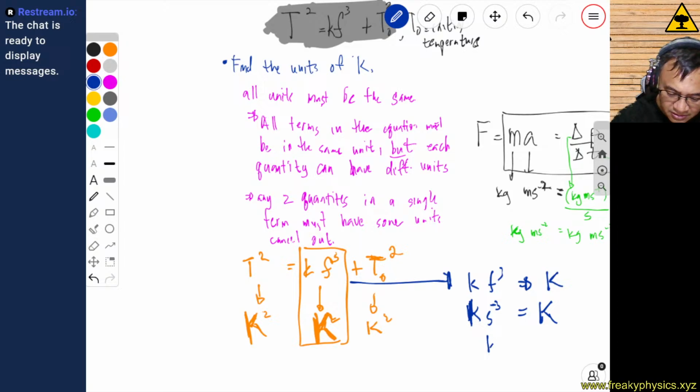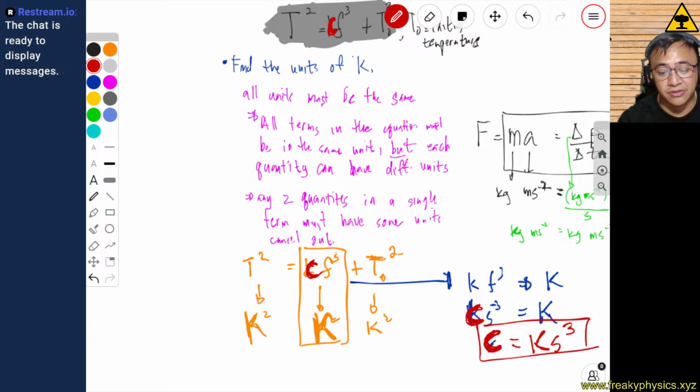So in other words, you know what? I think I may have misused a letter. I think I'll just change the letter from K to C, to prevent confusion. Okay, so let's change that to C. All right, and this is C, right? So going back, C will have the units Kelvin second cubed. So that's our answer. Those will be the units for C.